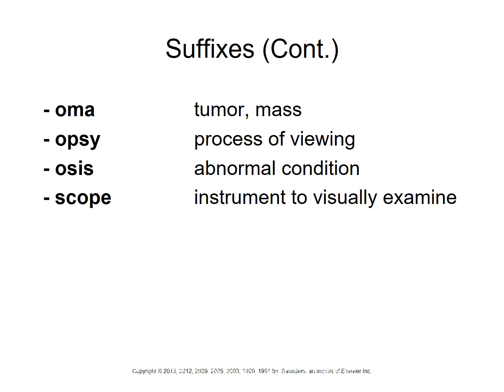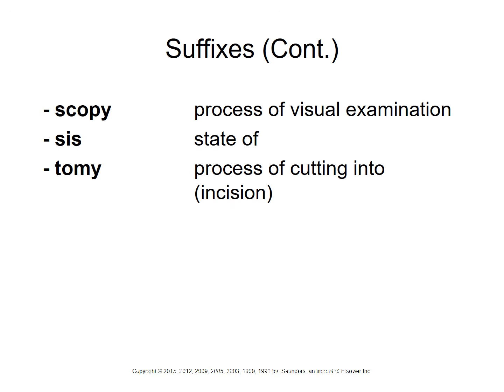Osis, notice it's not just a condition. Osis is an abnormal condition. And scope is an instrument to visually examine. Scopy is a process. It's the process of visual examination. So notice the difference there between scope versus scopy. Sis is a state of, and tomy is a process of cutting into. Okay, it's not removing like ectomy. Tomy is to cut into, to incise. Incise means to cut into.